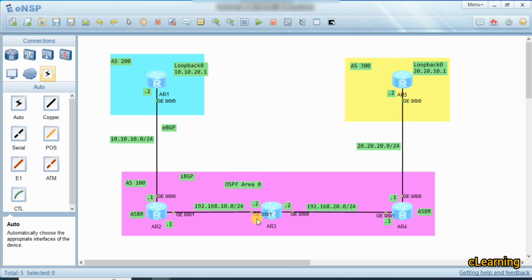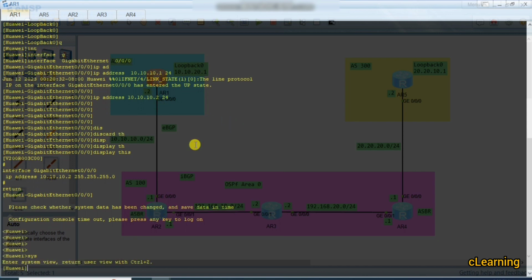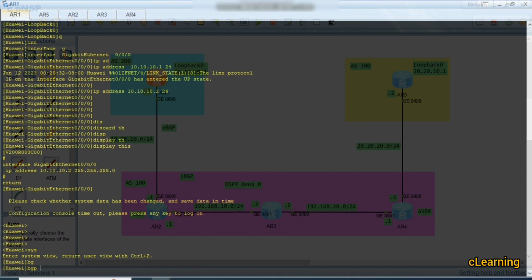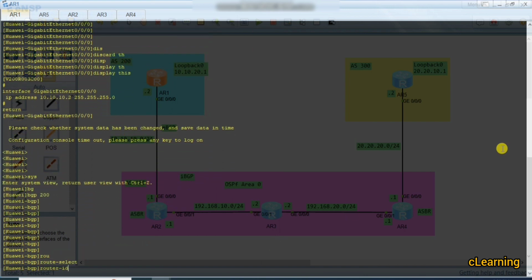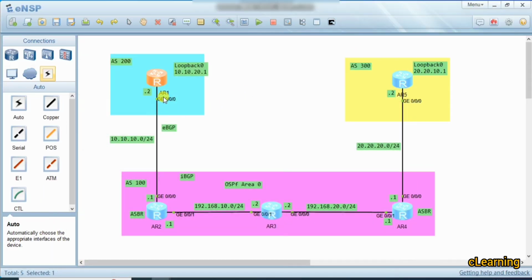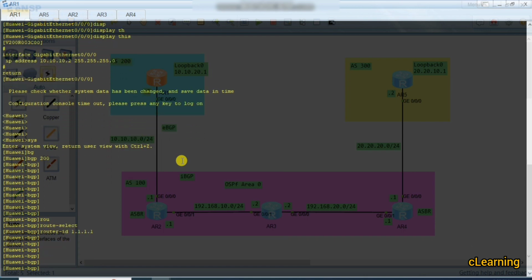So now we go here in this autonomous system. Let's go toward the configuration of BGP. System view, BGP, and the autonomous system is 200. Now we are in the AS. Now we give the router ID. We select the router ID with the router name R1, so router ID is 1.1.1.1. Now we select the peer.